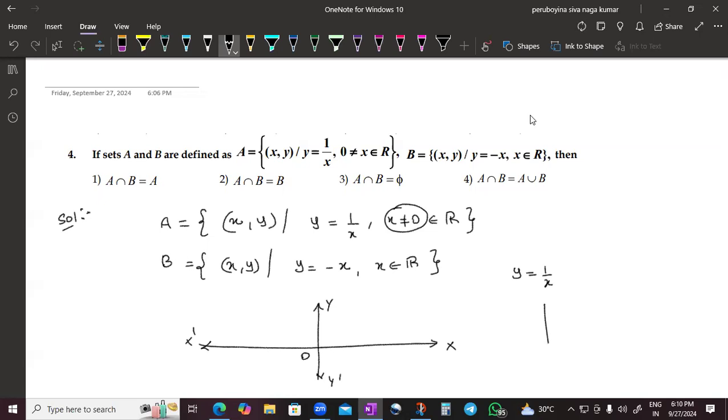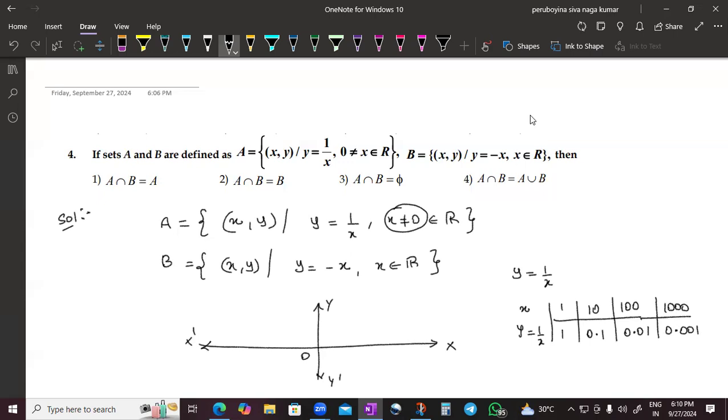how will the graph look like? I will take some random values. For example, x and y is equal to 1 by x. If x value is 1, 1 by x is also 1. If x value is 10, 1 by x is 0.1. X value 100, so 1 by x is 0.01. If x value is 1000, the next value is 0.001.